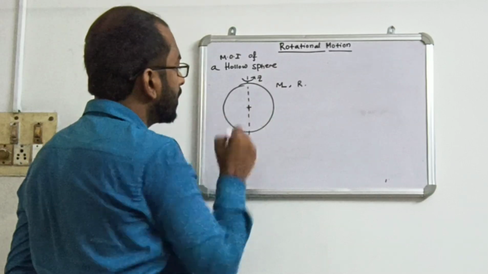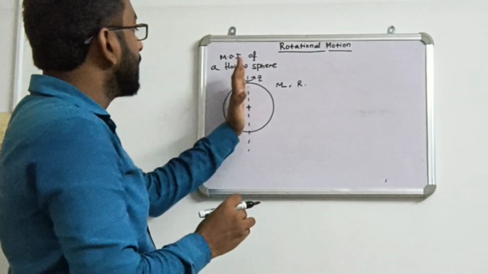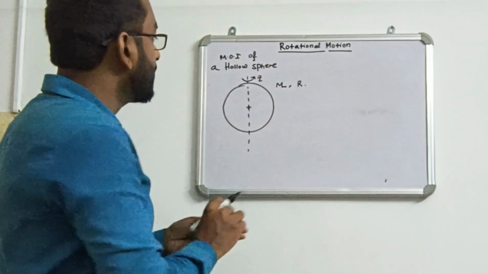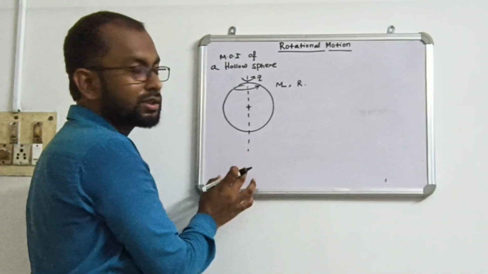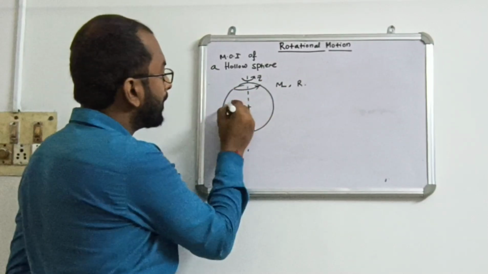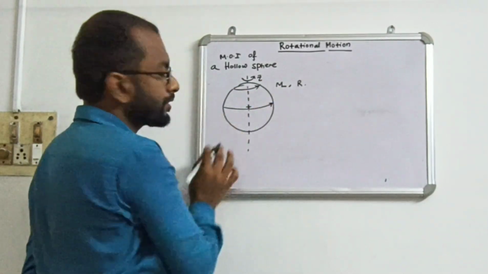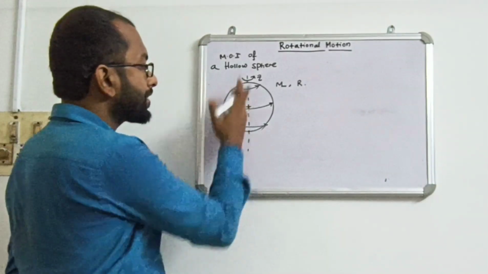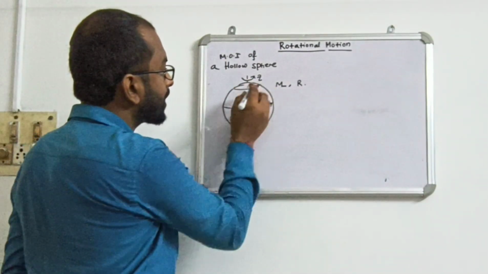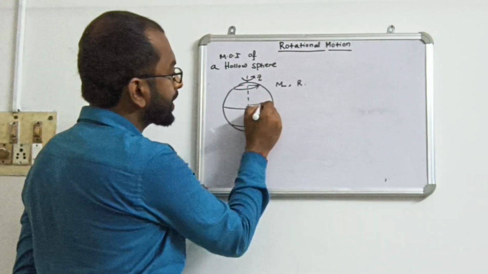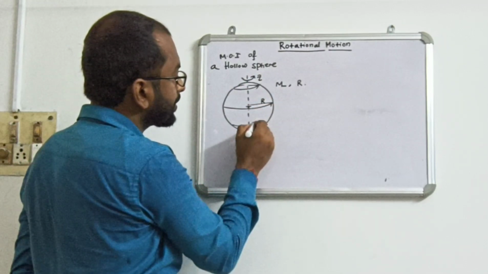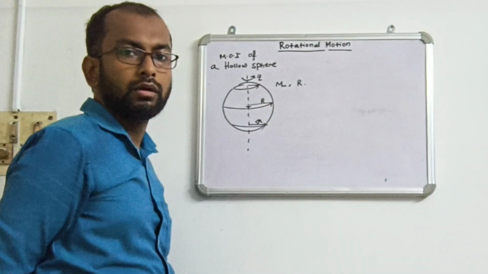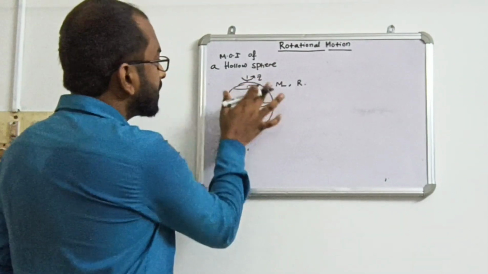Center means this point. But as we are interested in the rotational property of the hollow sphere with respect to this axis, see, some masses are rotating like this, some masses rotating like this, some masses rotating like this. So from the axis of rotation, see that distance for this case it is less, for this case it is the maximum, that is r, and for this case it is less than r. And observe one thing, that this distance is varying.